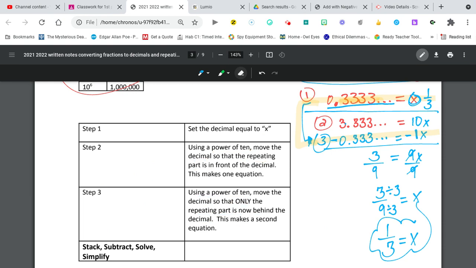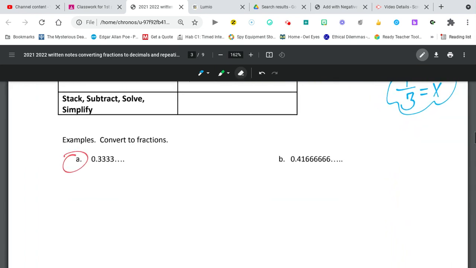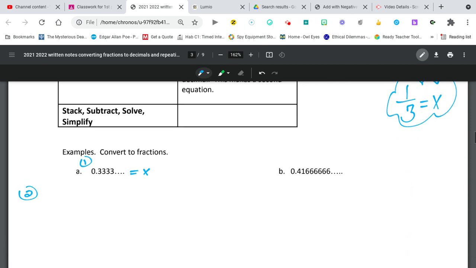And I'm going to follow these same instructions at the top, okay? So the very first thing I'm going to do is set this equal to x. Okay, that makes an equation. So I do that first. And second, I make sure I get a repeating part. And the only thing that's repeating is a 3. So I just need to get a 3 in front of the decimal. So I need to get it to look like this. To get it to look like that, all I have to do is slide this decimal one place to the right.